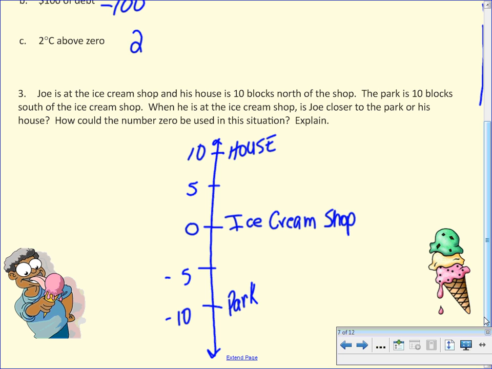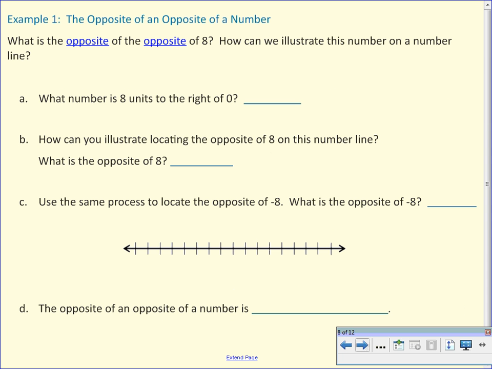Okay? So now that we have a good understanding of what an opposite is, let's continue. What is the opposite of 8? So first of all, what number is 8 units to the right of 0? Everybody? 8. So what is the opposite of 8? -8. All right, so here we were at 8. And the opposite is -8.